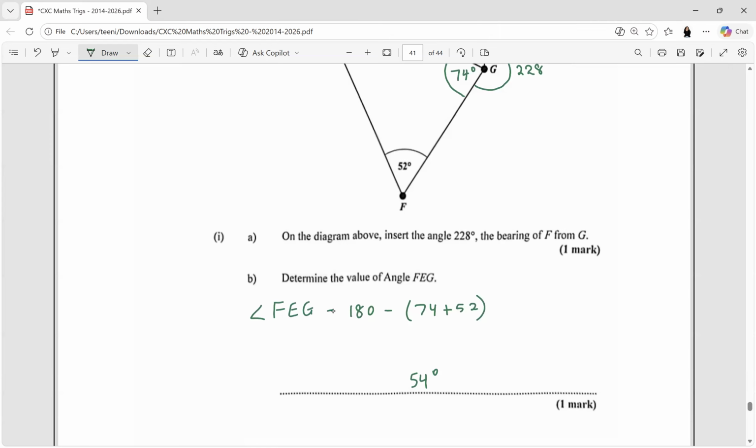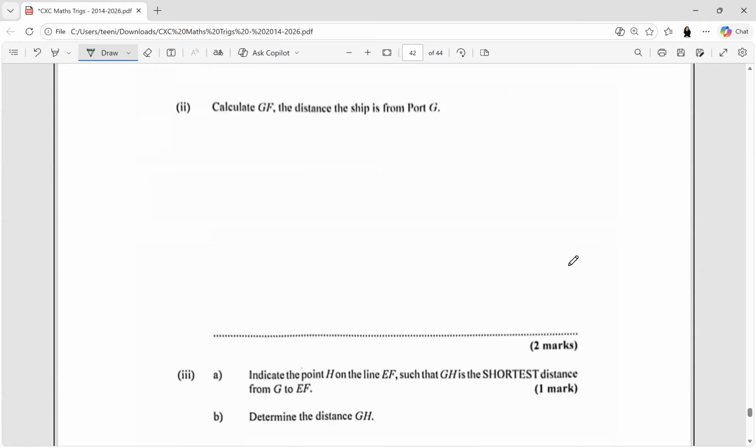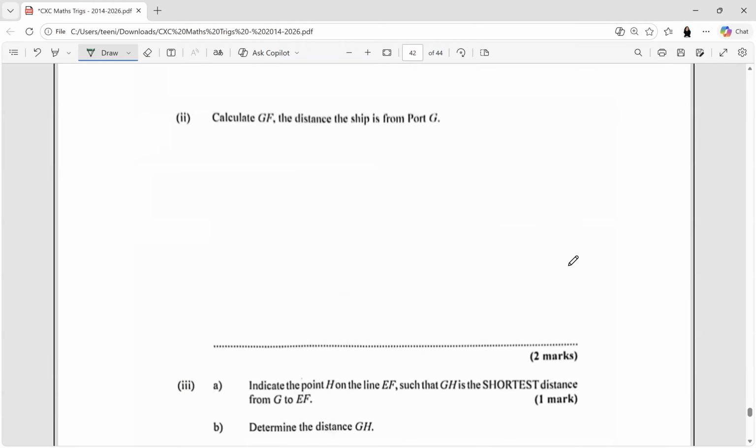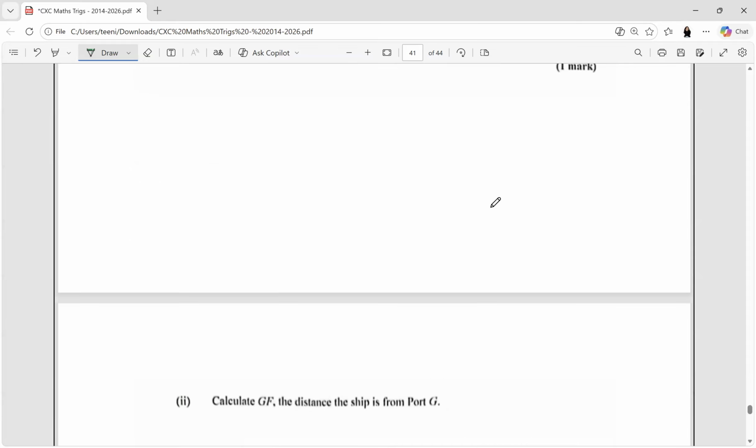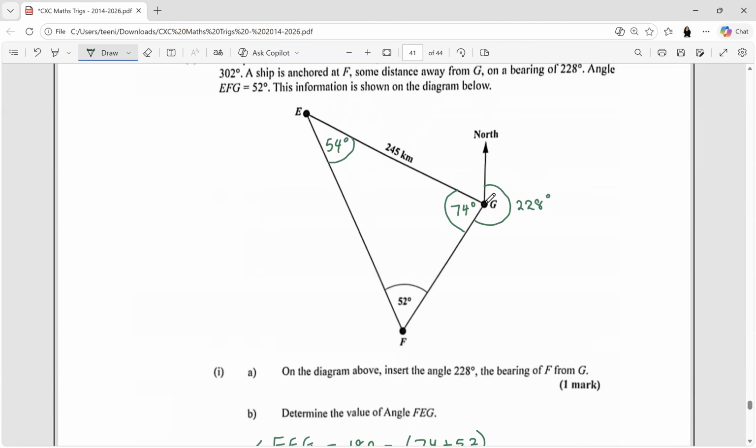FEG. That's how we got it. All right. Now let's see the other parts of the question. Calculate GF, the distance the ship is from G. So we're looking at GF. Where is G? So GF is here. That's this angle. I'm sorry, that's this side.